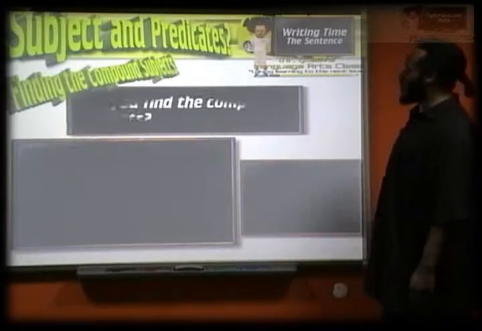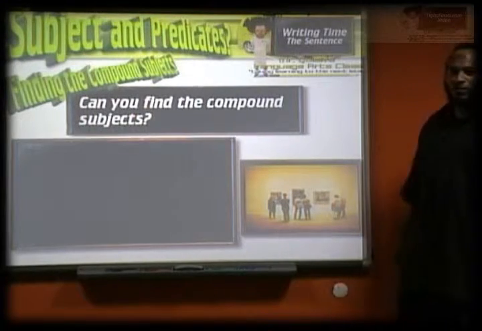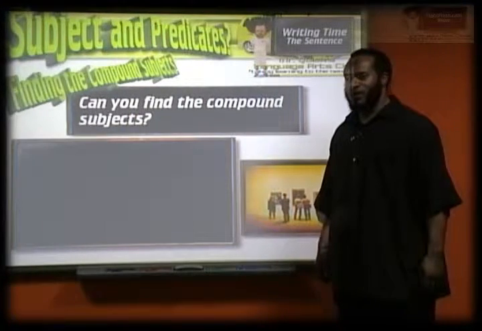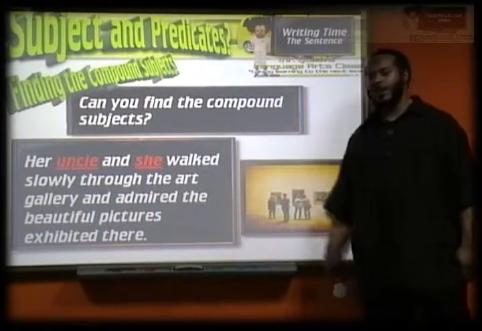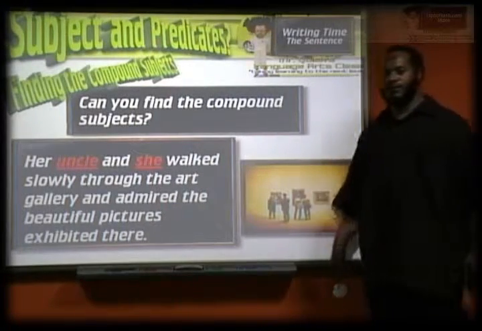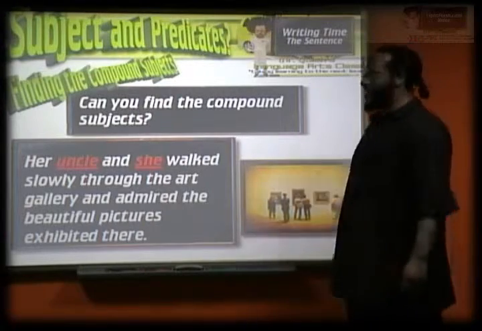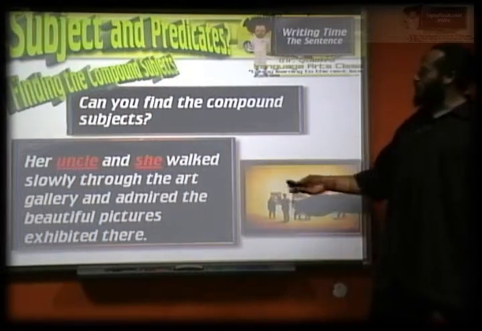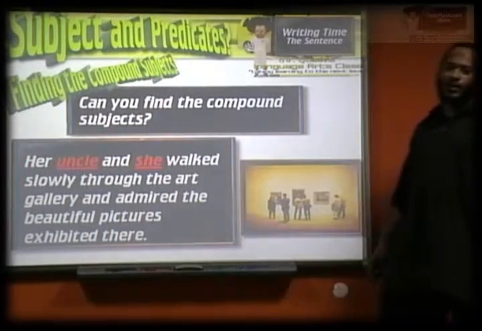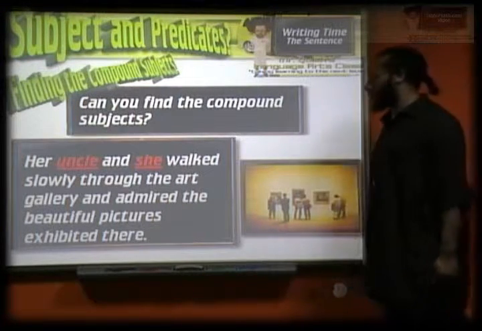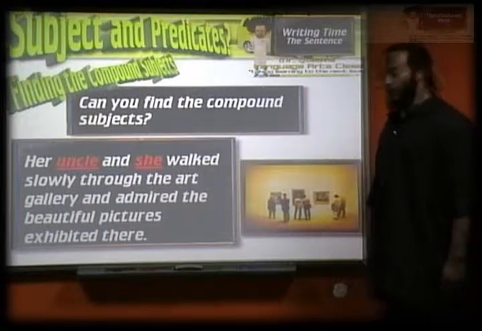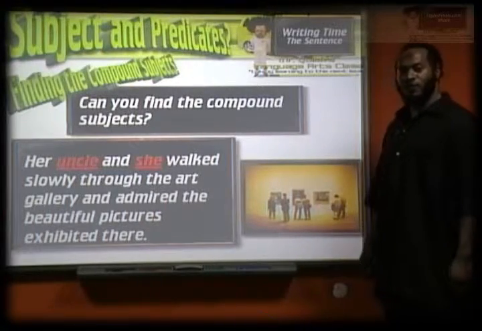We're going to move along here. Here we go. You ready? Uncle and she is the compound subject in this sentence. Uncle and she. And if you notice, we didn't include the possessive pronoun her. Very interesting.